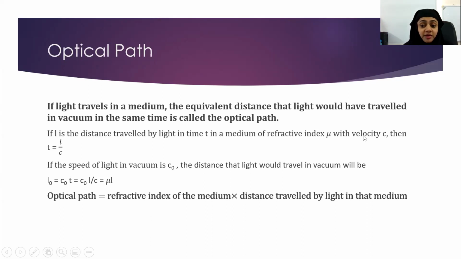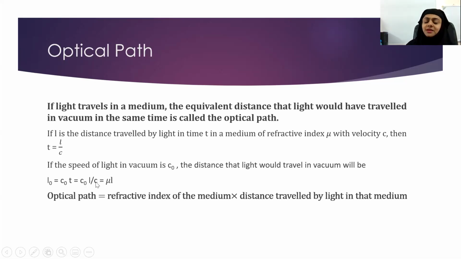So suppose the medium has a refractive index mu, the time taken by light to travel a distance L will be L by c. Now, if the speed of light in vacuum is c naught, the distance that light would travel in vacuum will be L naught, right? What is distance traveled? Velocity into time. So velocity is c naught and time, we are considering the same time as it traveled in the medium. So instead of t, I have substituted L by c.